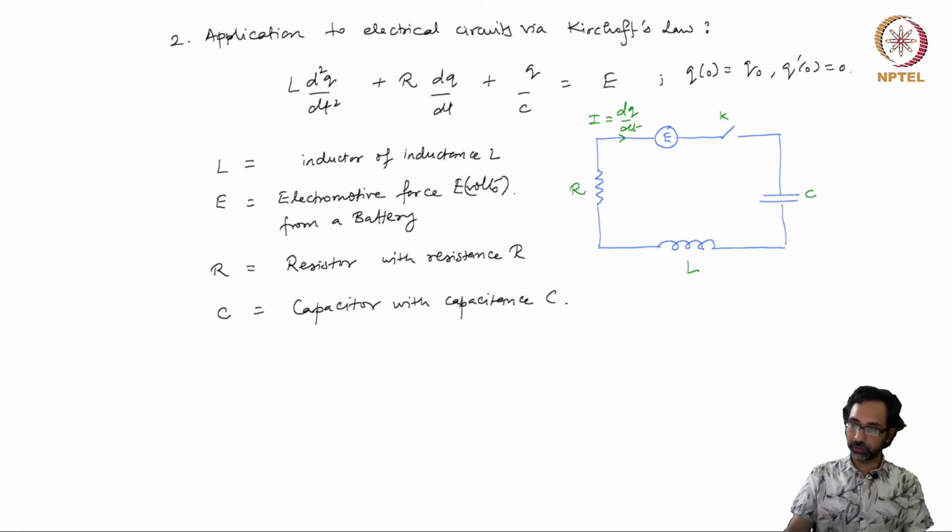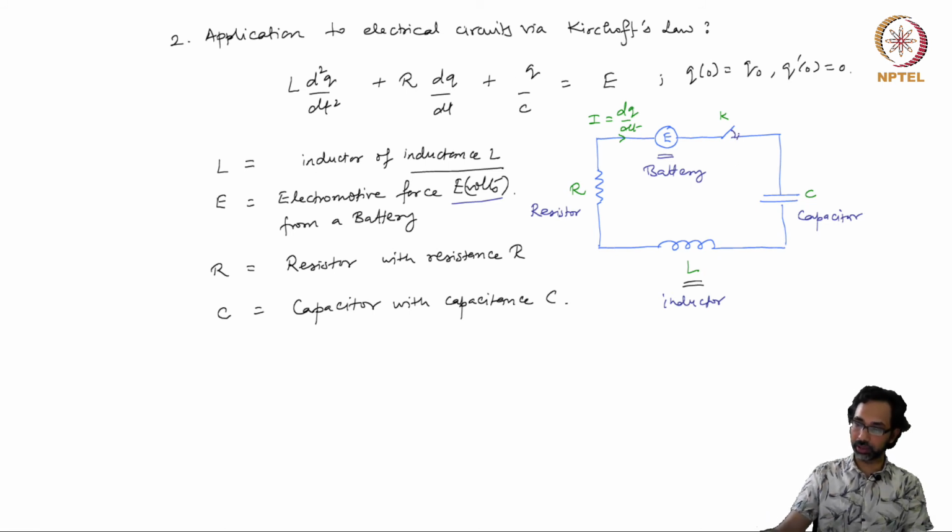Here we have a circuit where there is an inductor of inductance L, then E is a battery with electromotive force of E volts. So E is a battery, this is an inductor, this is a resistor, and this is a capacitor, and current is supposed to flow through this circuit when this switch is closed. This is a switch, and so the equation for the flow of charge, Q is charge.